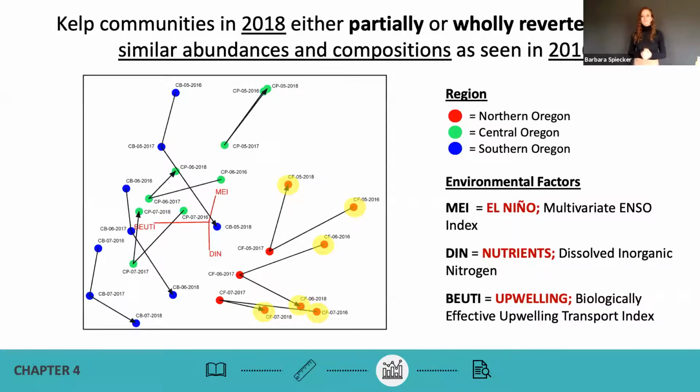I want to compare the years 2016 and 2018, highlighted in the yellow here. In Northern Oregon, kelp communities in 2018 either partially or wholly reverted back to similar abundances and composition that were seen in 2016. The same is true in Central Oregon, represented by the green dots, a very similar response with arrows moving more towards the bottom left. However, the blue dots show that rather than reverting back to being similar composition in 2018 as 2016, they were more strongly influenced by coastal upwelling and dissolved inorganic nitrogen.